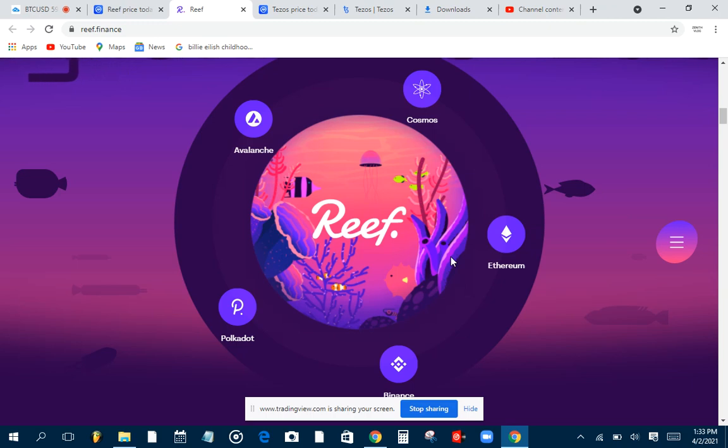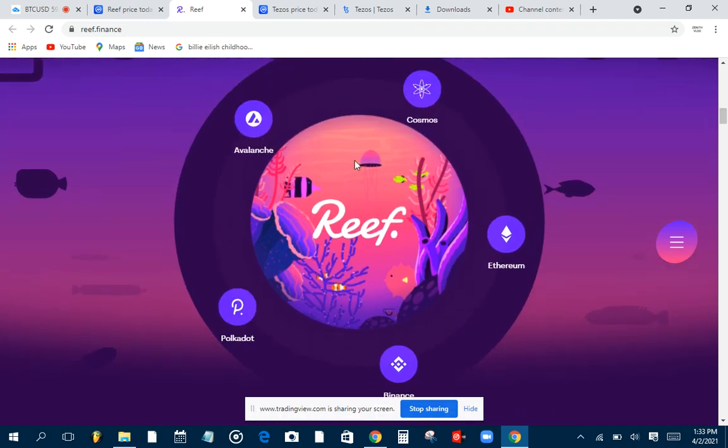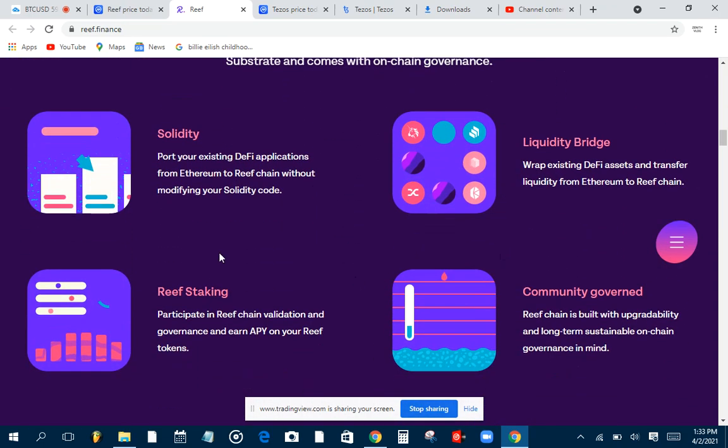It's an ecosystem under the water that has a lot of biodiversity, and it's good for fishes, it's good for the sea, it's good for man, it's good for the earth generally. And with this, that's what those who are behind Reef are trying to do. So how can it be easier for newbies to dive into the Binance Smart Chain, the Ethereum network, the Cosmos network, Avalanche, and all of that? So you can see this is Solidity, Liquid Bridge, community governance.